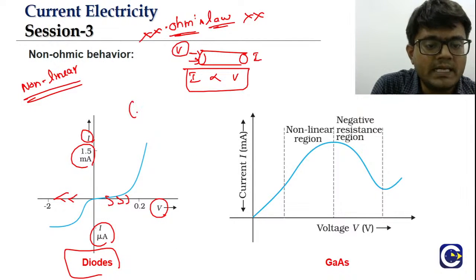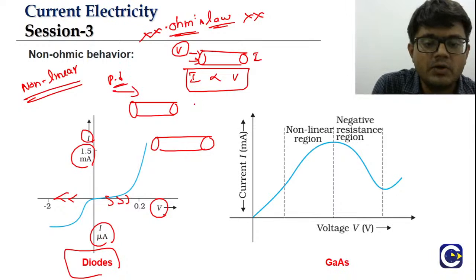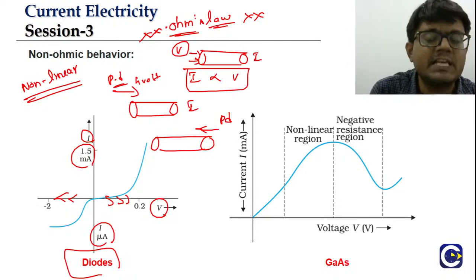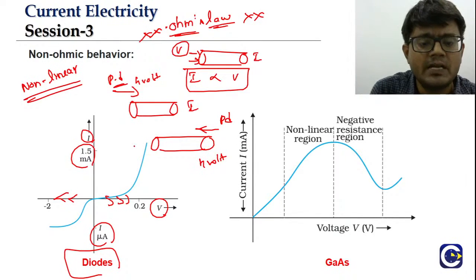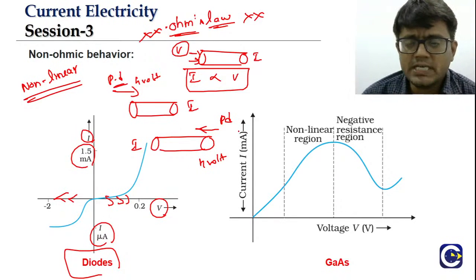Now suppose we have a normal metallic conductor. If we apply a potential difference, say 4 volts, we will get a current I. If we change the direction with the same value of 4 volts, we will get the same current but in the opposite direction. The value of the current does not change; it will be the same but opposite in direction.